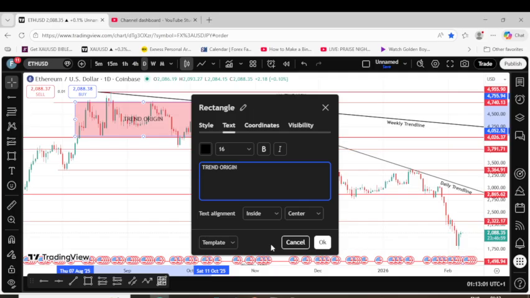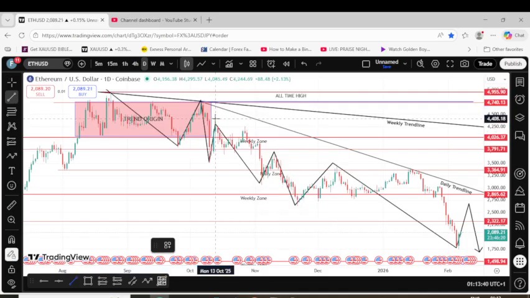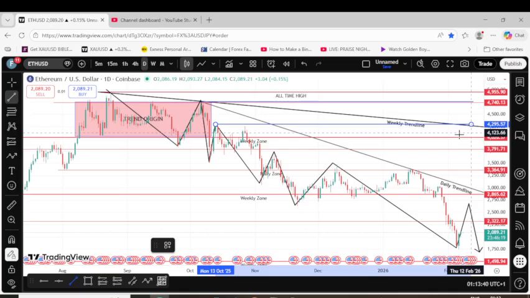So now that we've marked out market structure like that, the next thing we're going to do is identify our lower highs and lower lows. Since this is a downward trend line, these are my lower highs. Sorry, my lower lows. Oh my god, these are my lower highs. Yeah, I said it correctly the first time. So these are my lower highs.